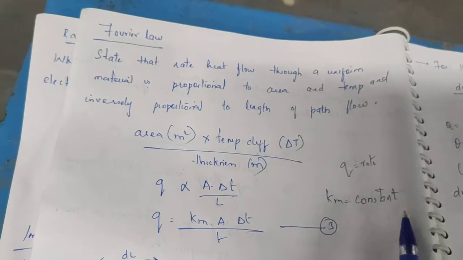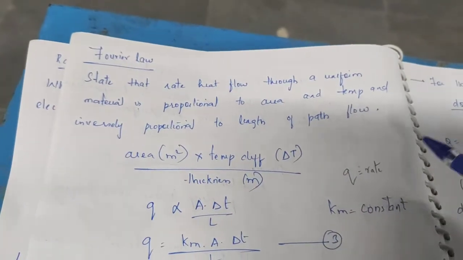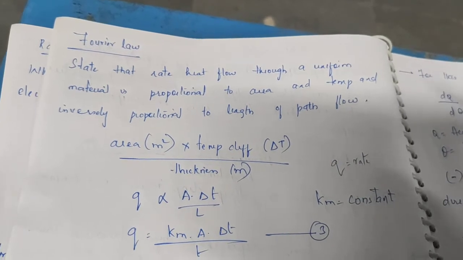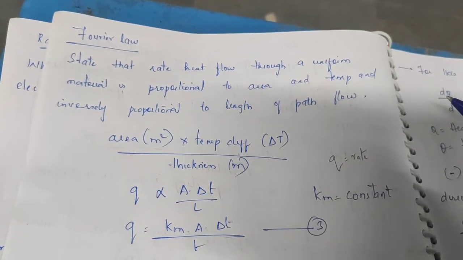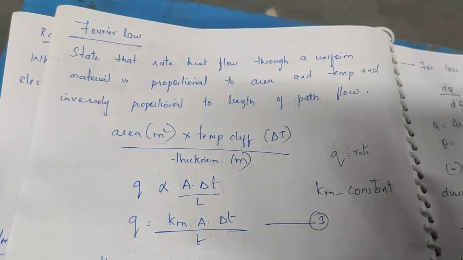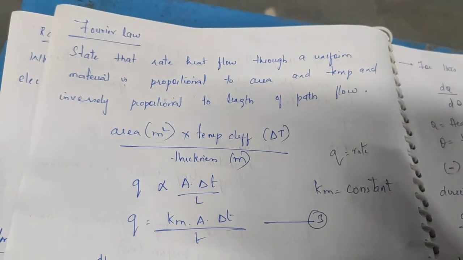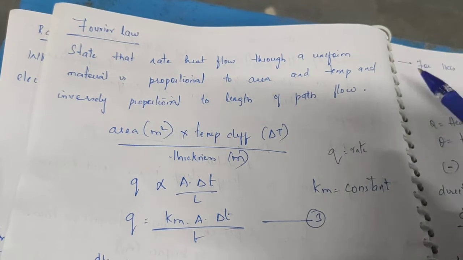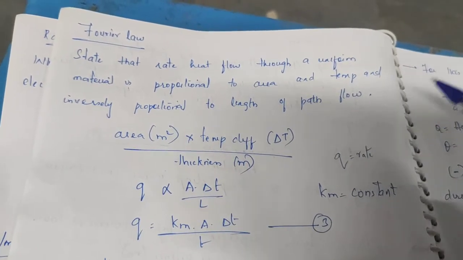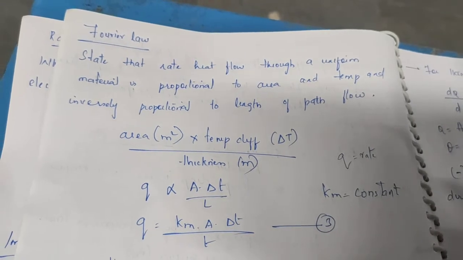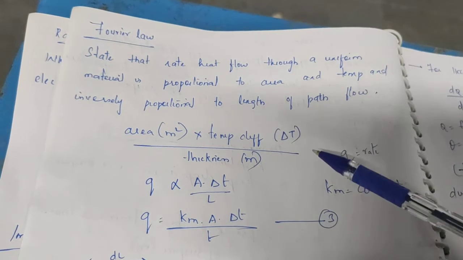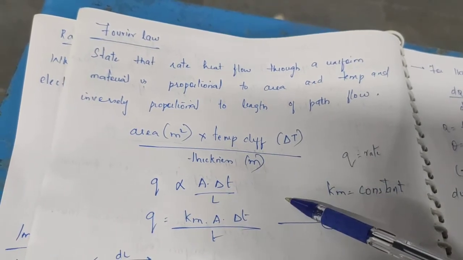The Fourier law for conduction is discussed now. The Fourier law states that the rate of heat flow through a uniform material is proportional to the area and the temperature difference, and inversely proportional to the length of the flow path. Whatever the rate of heat flow is, it is directly proportional to the area of the surface in which the heating is going on and the temperature, and inversely proportional to the length of the path of flow.